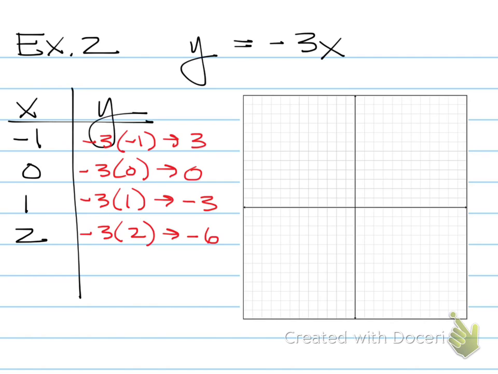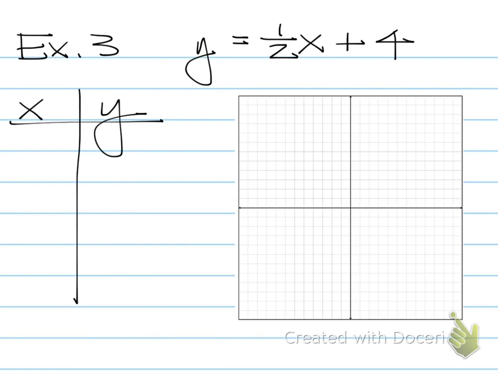All right, so we want to plot all 4 of these coordinates. The first coordinate is -1, 3, which is 1 unit to the left, 3 units up. The next coordinate is 0, 0, which is at the origin. The third coordinate is at 1, -3, 1 unit to the right, 3 units down. And the last coordinate is at 2, -6, 2 units to the right, 6 units down. As you can see, all those points line up. Draw a line through the points, and we are done.